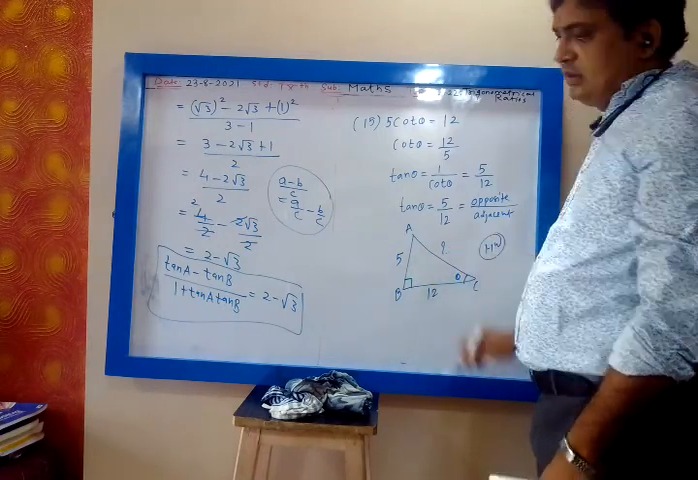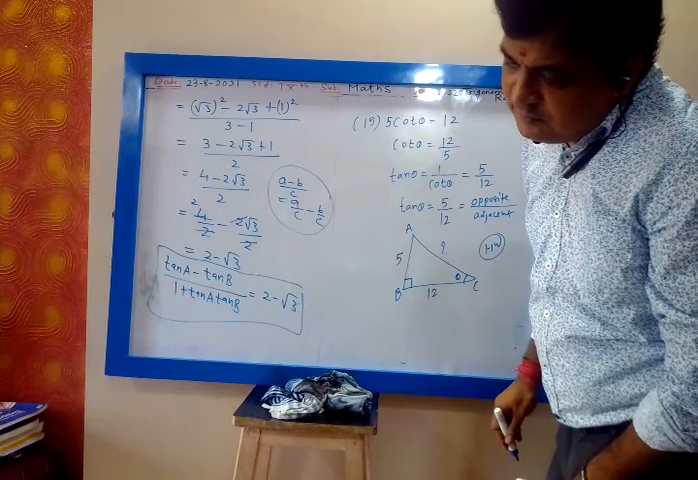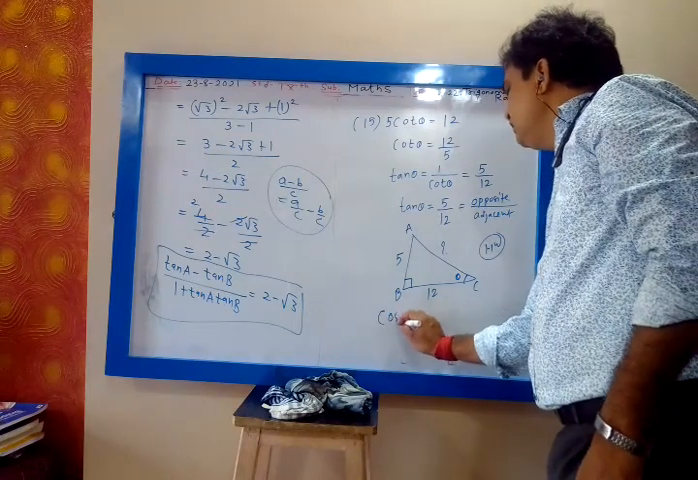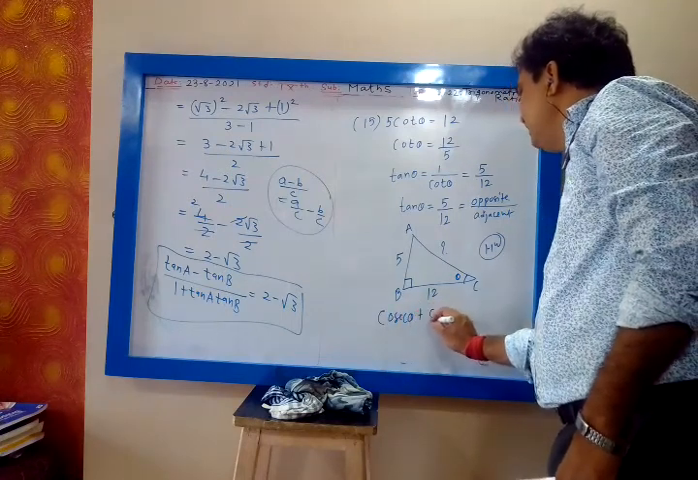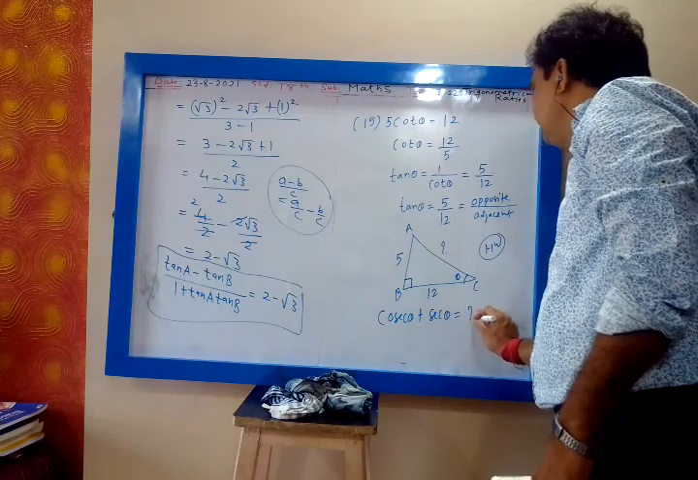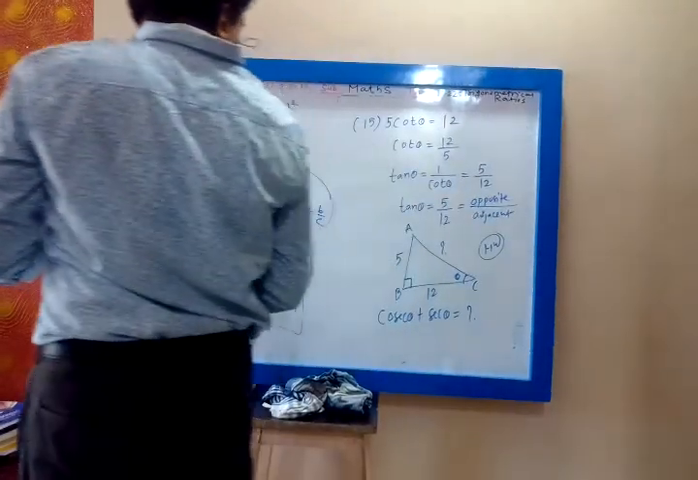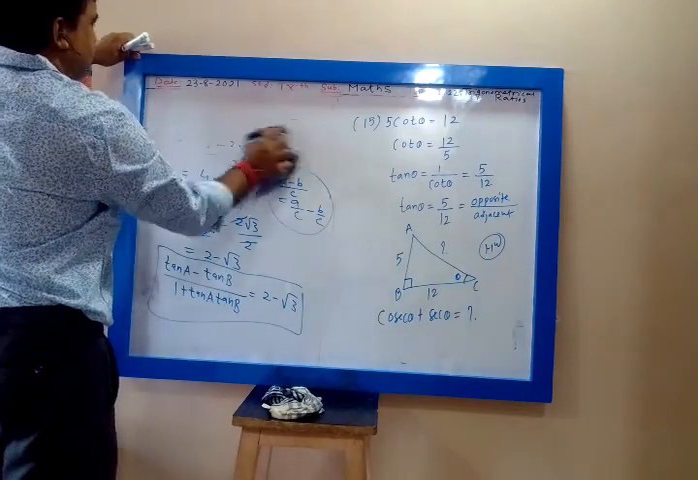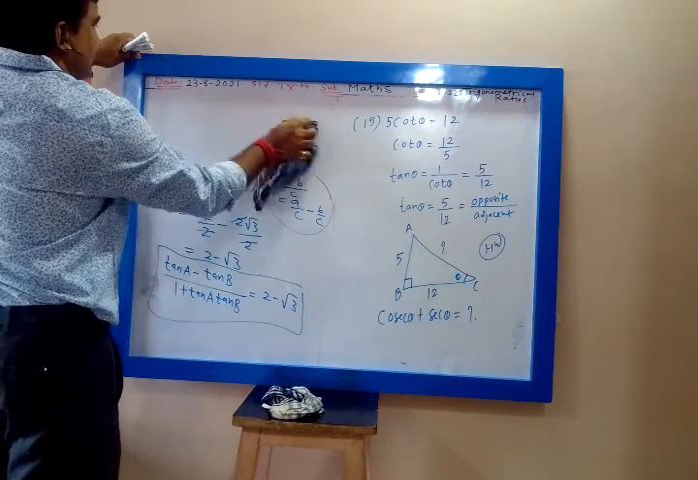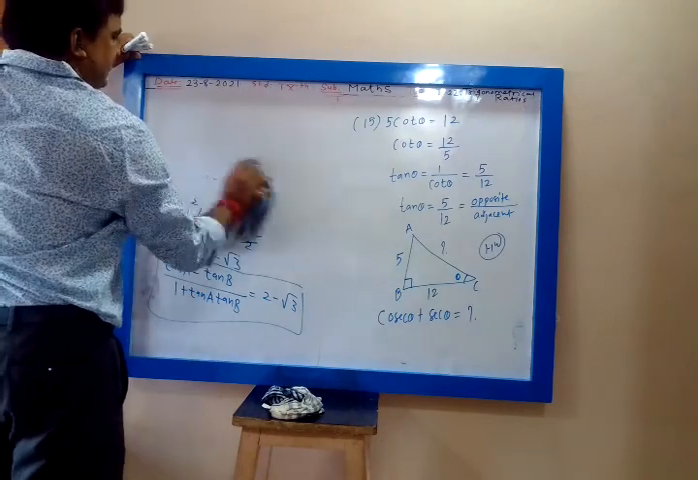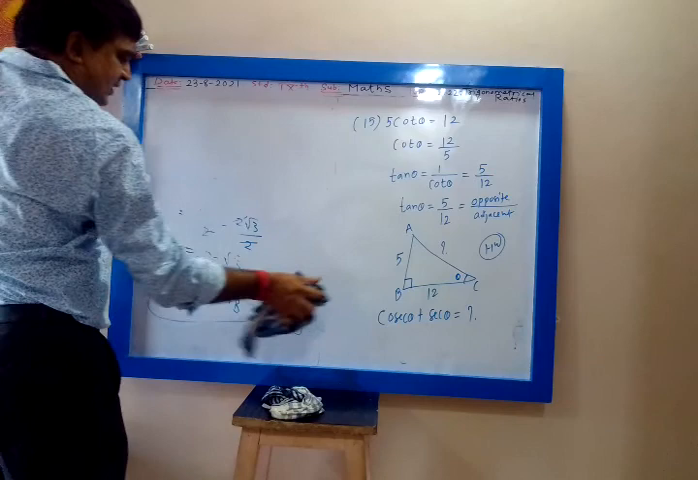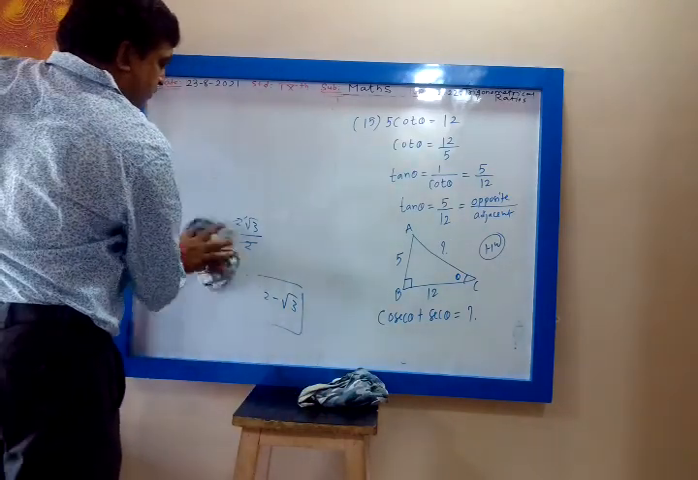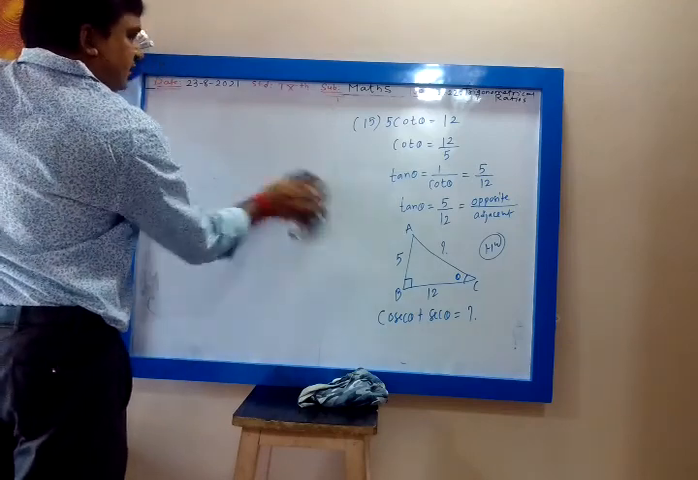Now the further part is homework. What is asked? Find the value of cosec theta plus sec theta. You use trigonometric values and find this. So homework 15. Whenever cot theta, cosec theta, sec theta is given, convert cosec theta in terms of sin theta, convert sec theta in terms of cos theta, and convert cot theta in terms of tan theta.